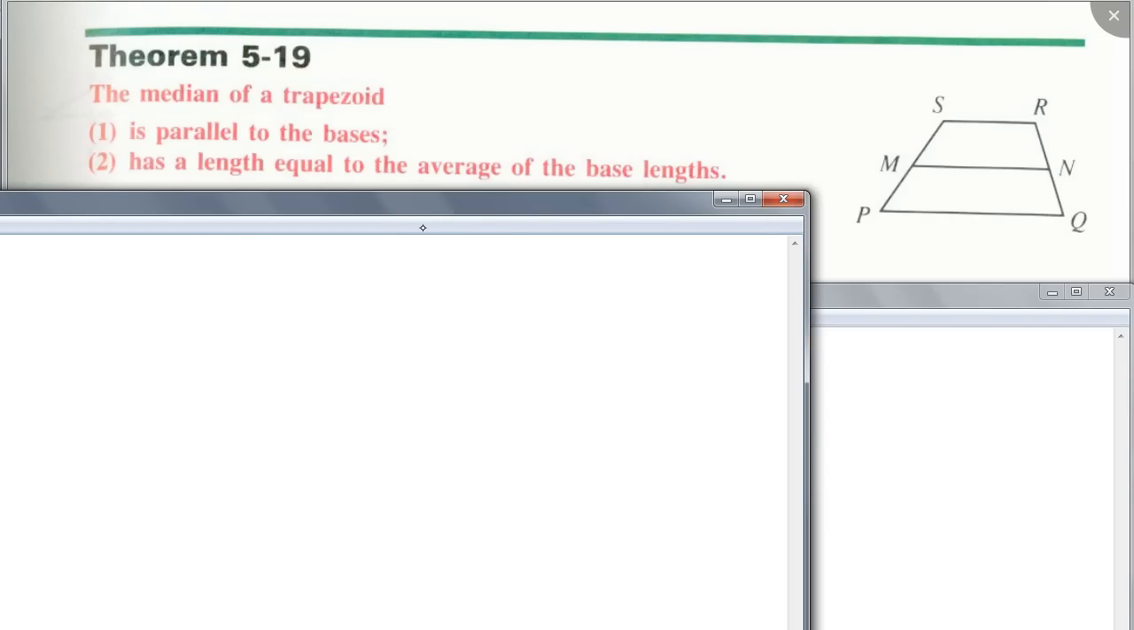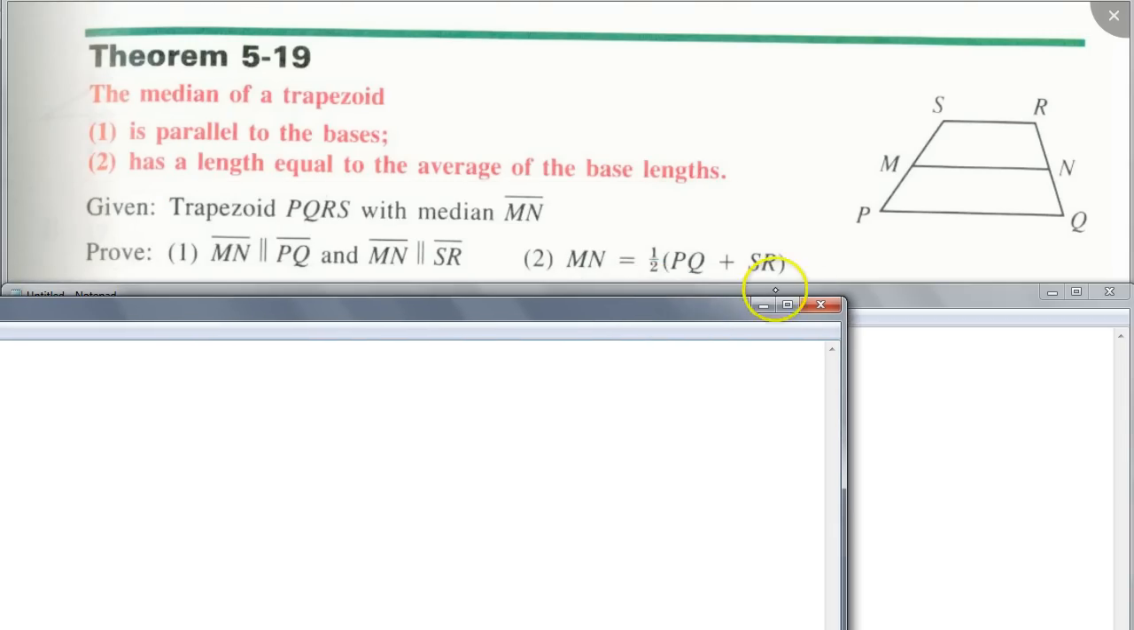Mn has a length equal to the average of the bases. In other words, like Tony said, if you add up SR and PQ and divide by 2, that's how to find the average, right? It turns out that's the exact same length as Mn. So for example, if the length of SR was 1 and the length of PQ was 3, what would the length of Mn be? 2, right? It's the average. It's always true.